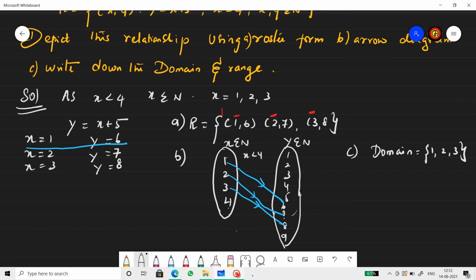Brush up the definition that I said. I said domain is the set of first entries of ordered pairs of R. All the first entries of R is the domain set. Now what is the range set? Okay, the range set is all the second elements of the ordered pairs. That's 6, 7 and 8.